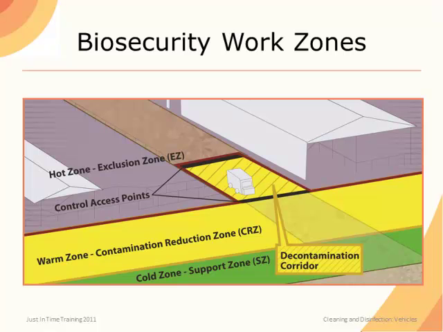As a review, the 3 work zones of a response are the hot zone or exclusion zone, the warm zone or the contamination reduction zone, and the cold zone or support zone. The hot zone or exclusion zone is a high-risk area where infected animals were housed and is potentially contaminated and considered unsafe. PPE must be worn. Initial decontamination and disinfection of vehicles begins here prior to exiting.